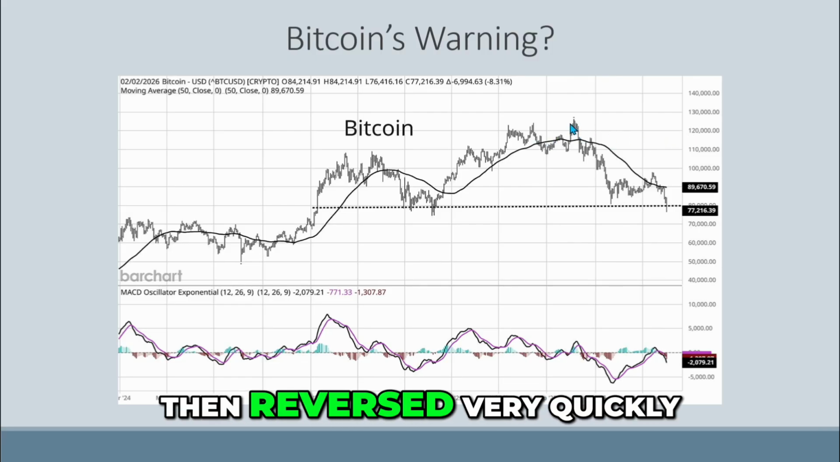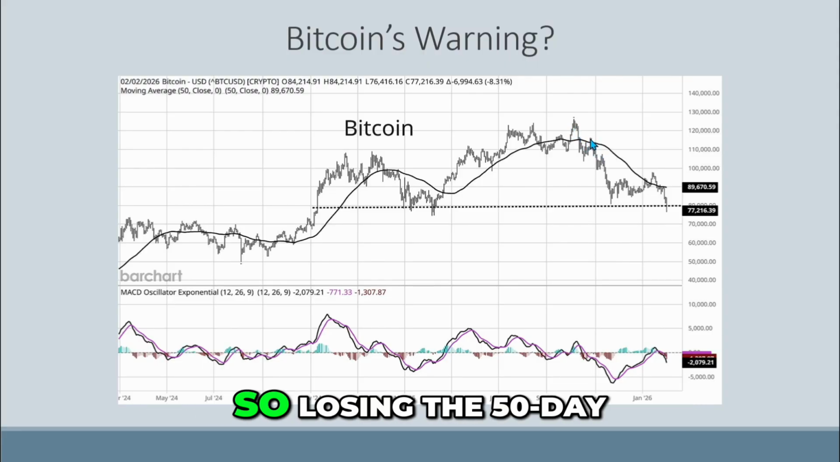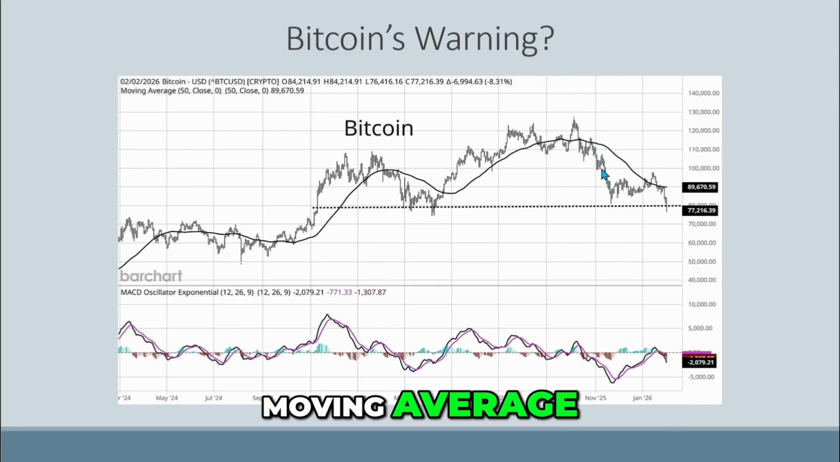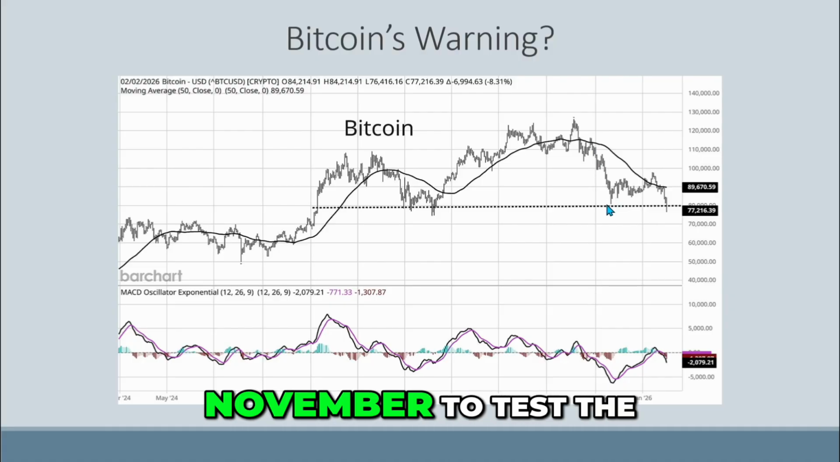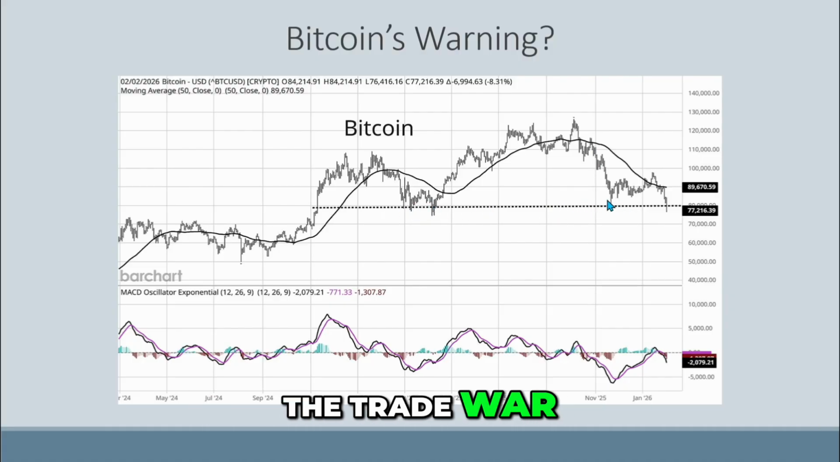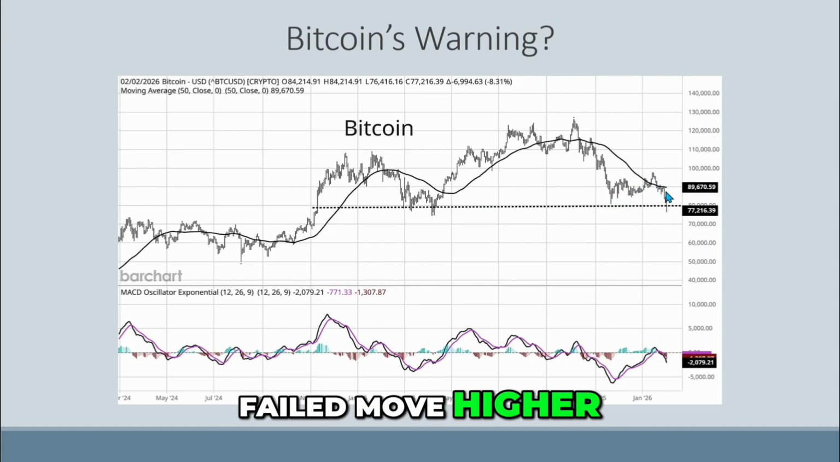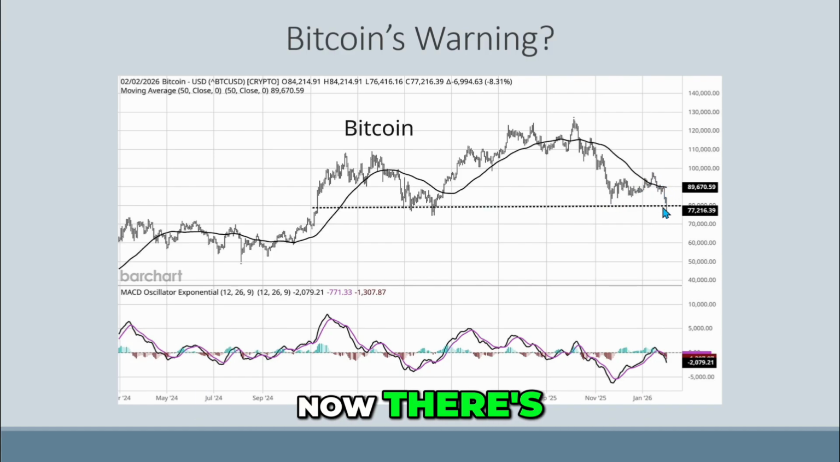So it got to around 125,000 and then reversed very quickly, and has struggled ever since. So losing the 50-day moving average, coming down here in November to test the levels seen back during the trade war. We tried to rally off that level, got above the 50-day, but that was a failed move higher. Now we're pulling back once again.